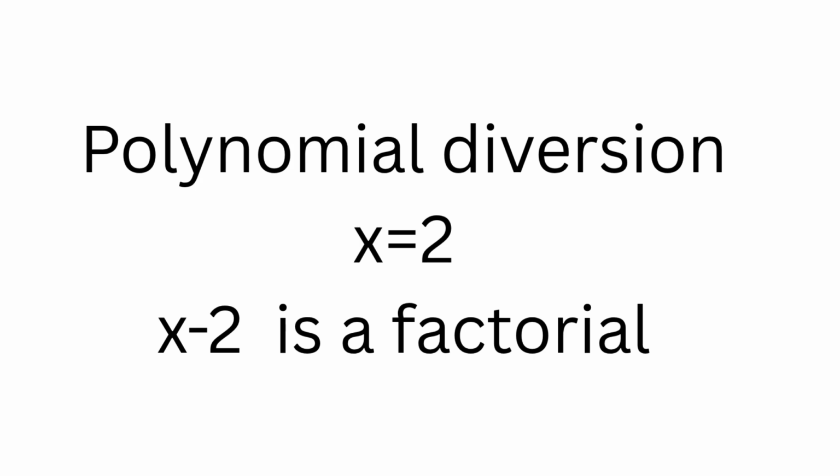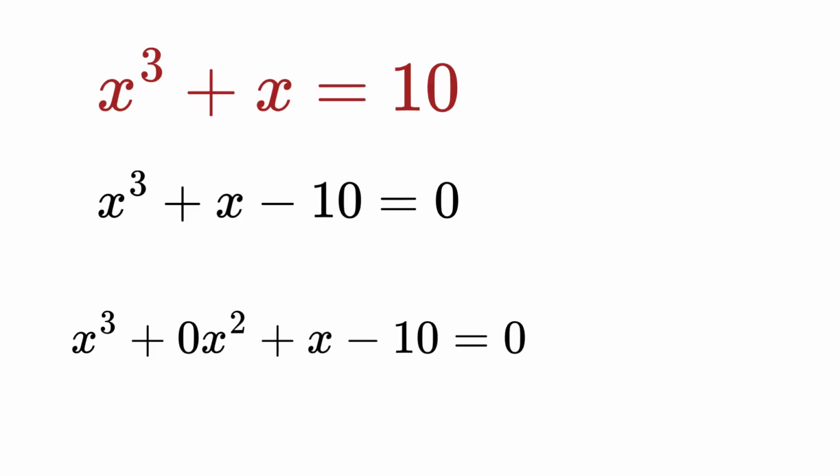Next we are going to find the 2 more solutions, then we are done. Since x is equal to 2 is a root, we can write x minus 2 as a factor. So the equation we can write as x cubed plus x minus 10 is equal to 0, and next step we can write it as x cubed plus 0x squared plus x minus 10 is equal to 0. Why is there a 0 here? Because there is no x squared term, so we are putting 0 as the coefficient of x squared.